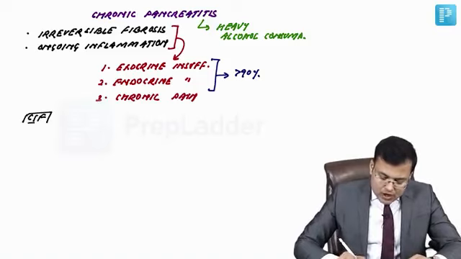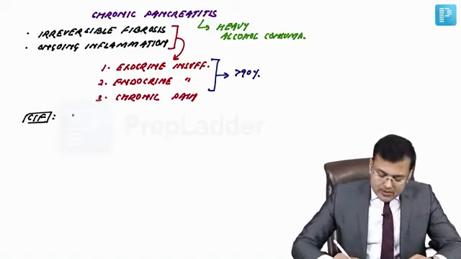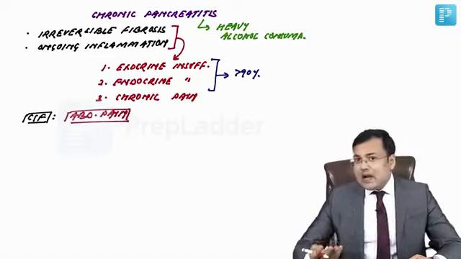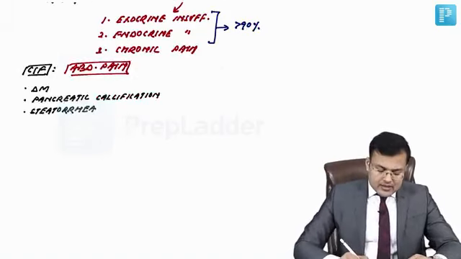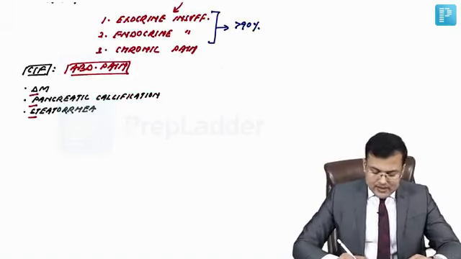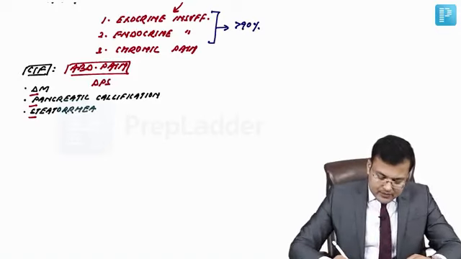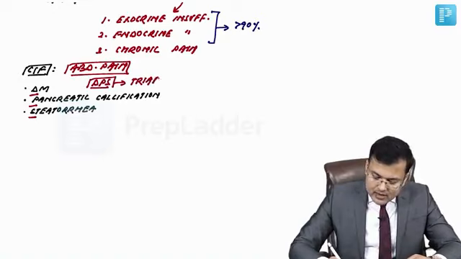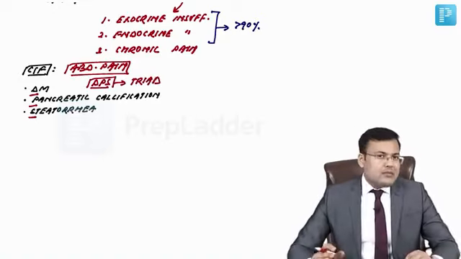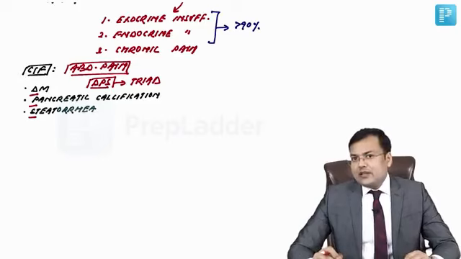What is the most common symptom of chronic pancreatitis? Abdominal pain. What is the triad of chronic pancreatitis? The triad is diabetes mellitus, pancreatic calcification, and steatorrhea. How to remember? The mnemonic is DPS. This is the triad of chronic pancreatitis: diabetes mellitus, pancreatic calcification, and steatorrhea.